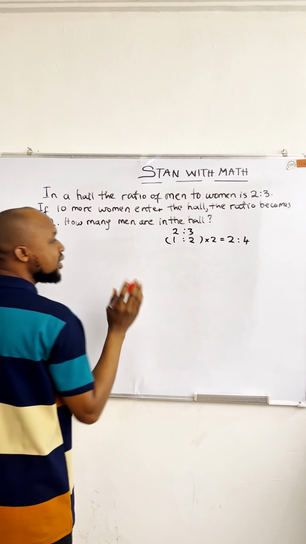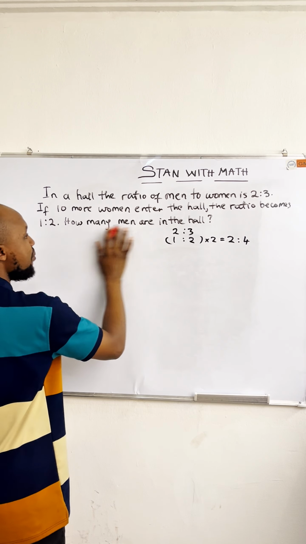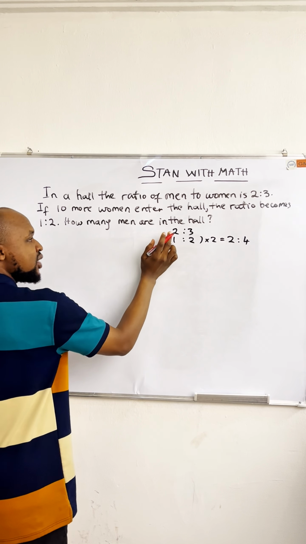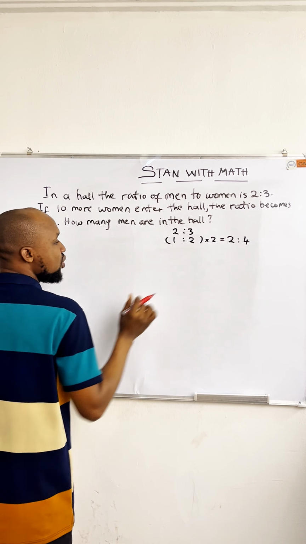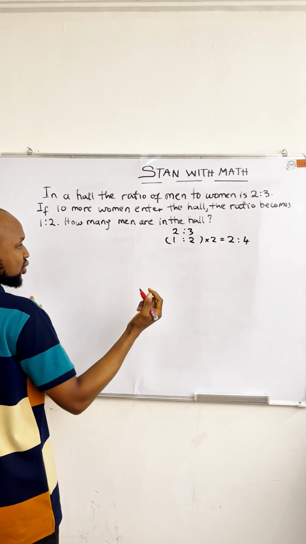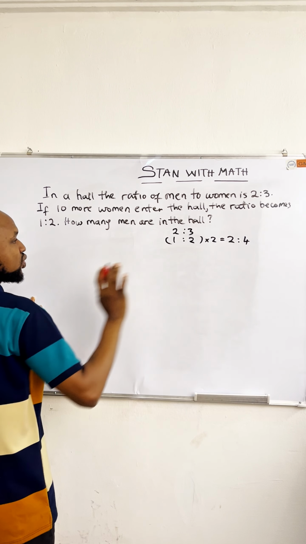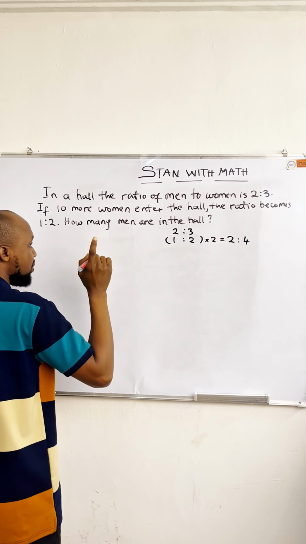2:4. So why am I doing this? Is because the number of men did not change. So I'm trying to ensure that the number in the ratios I have will also remain the same so that I can solve. So now I can proceed to solving how we have already solved in a previous lesson.